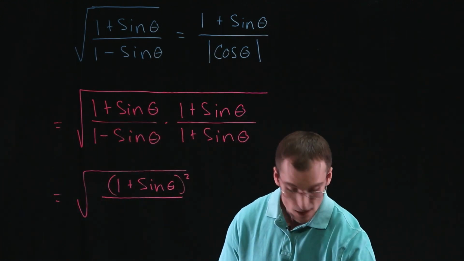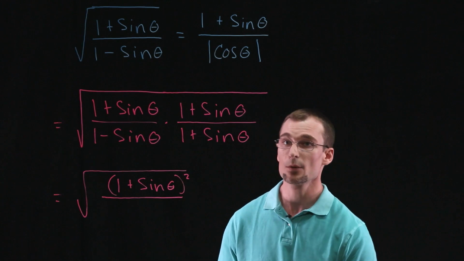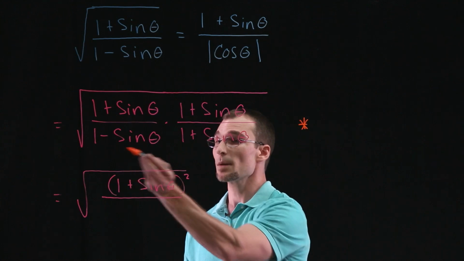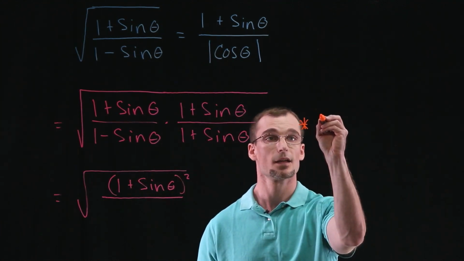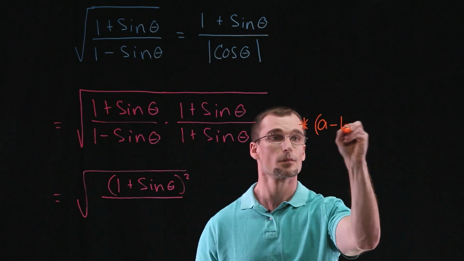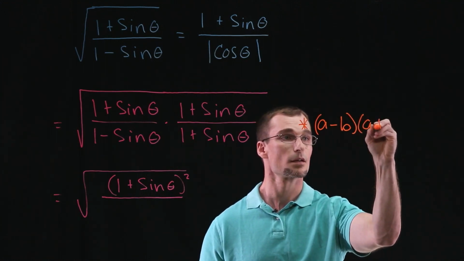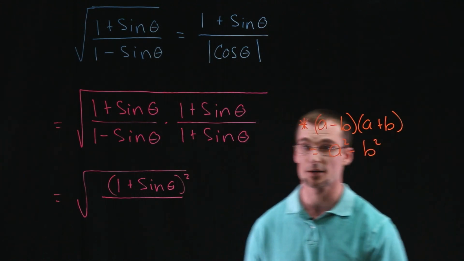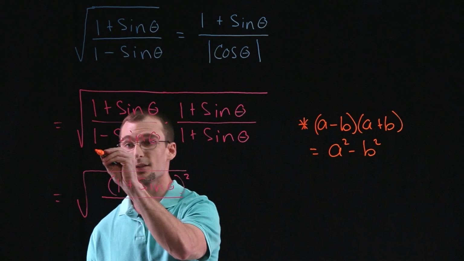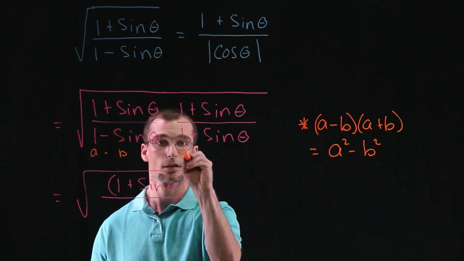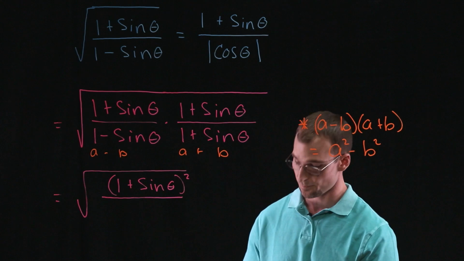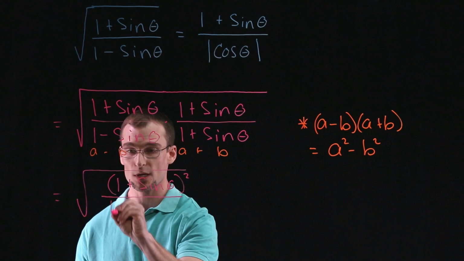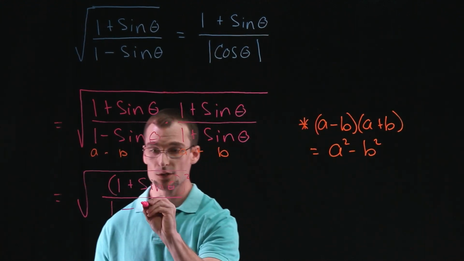And for our denominator, there are two ways we can handle this. We can FOIL it out, or if you remember from algebra, we have 1 minus sine theta times 1 plus sine theta, and there's a formula that says a minus b times a plus b is simply a difference of squares. So the denominator is going to be a squared, or 1 squared, which is 1, minus b squared, or sine squared theta.